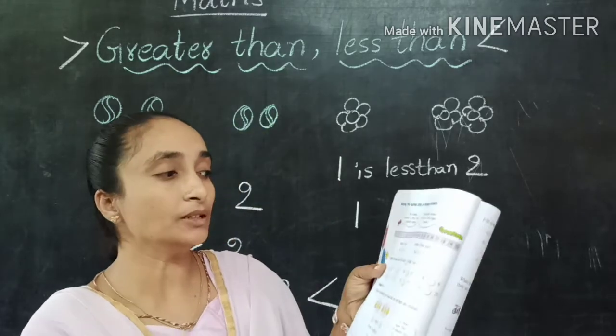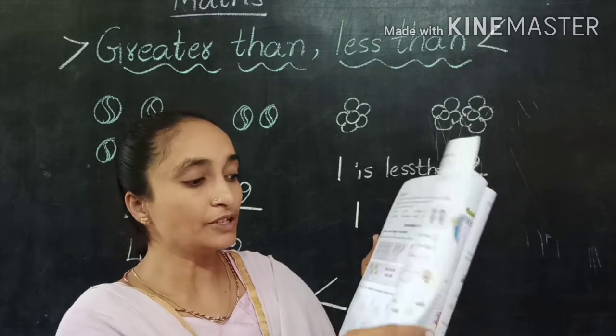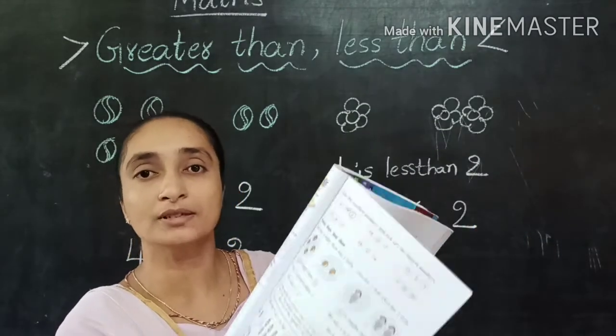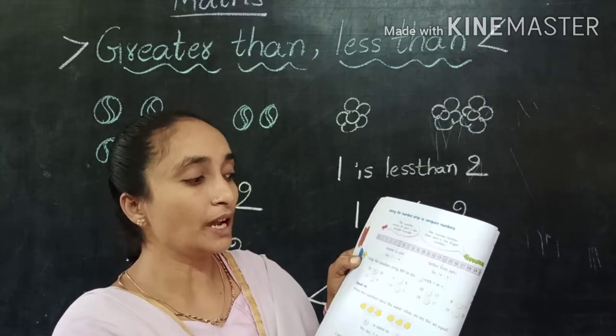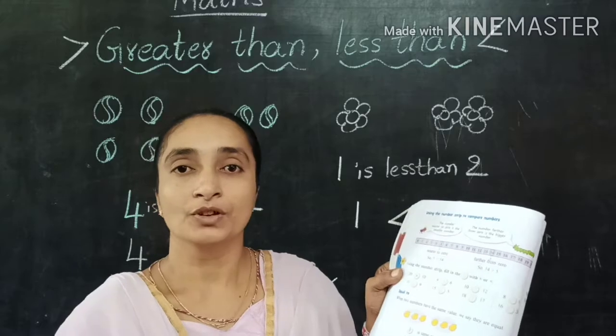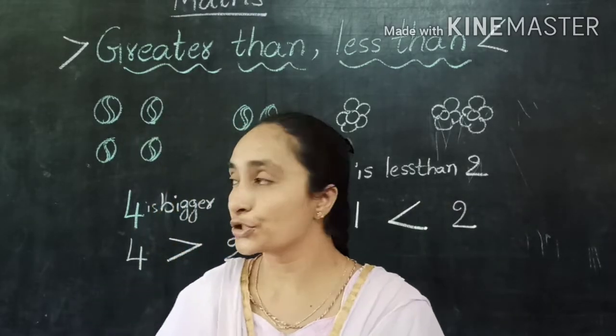So in the page number, here we can see, children, the page number 90. This page number you can complete, children, in your textbooks. So let us turn the page. Page number 90. Here we have the strip. So we can draw the strip. I'll show you on the board.